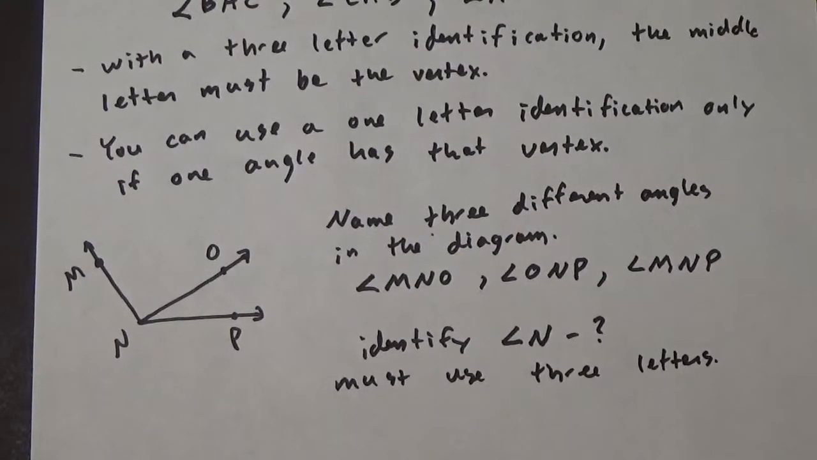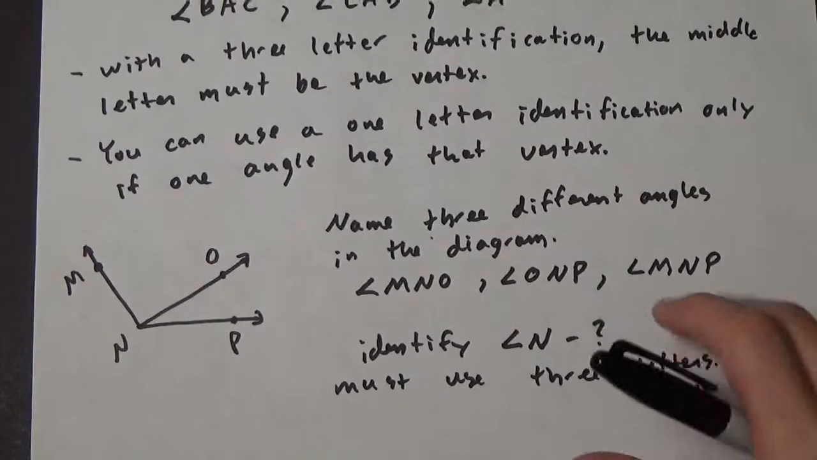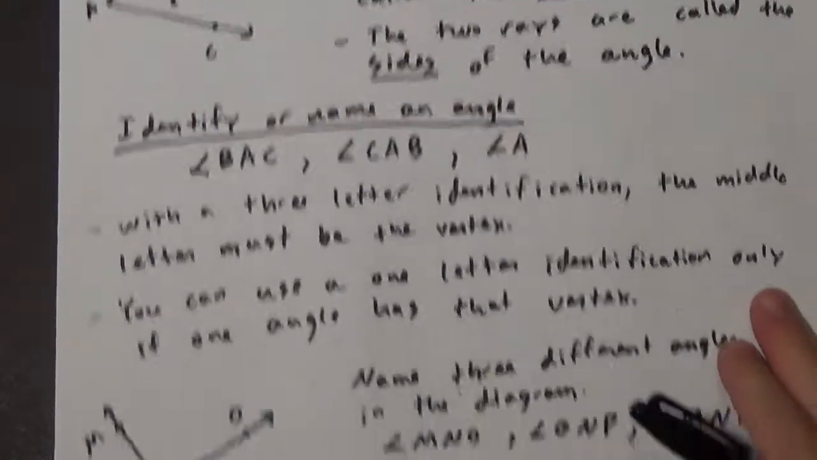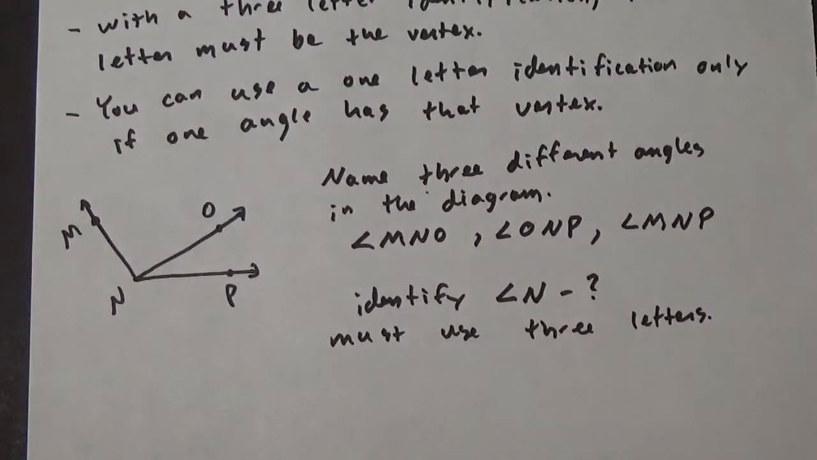Now, for trigonometry, we are going to get to use the one-letter identification a good amount, because in trigonometry we use triangles, and in triangles it's very clear when we say angle A what angle that is. But there will be cases where we have a number of triangles within a figure, and so you might have to use that three-letter designation.